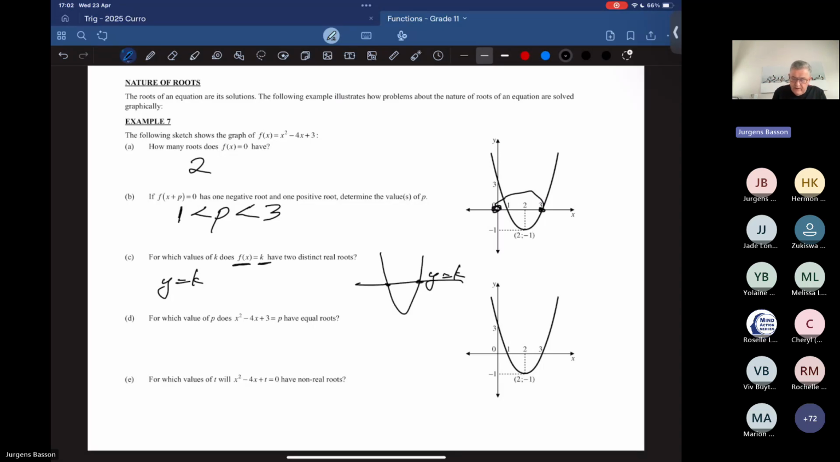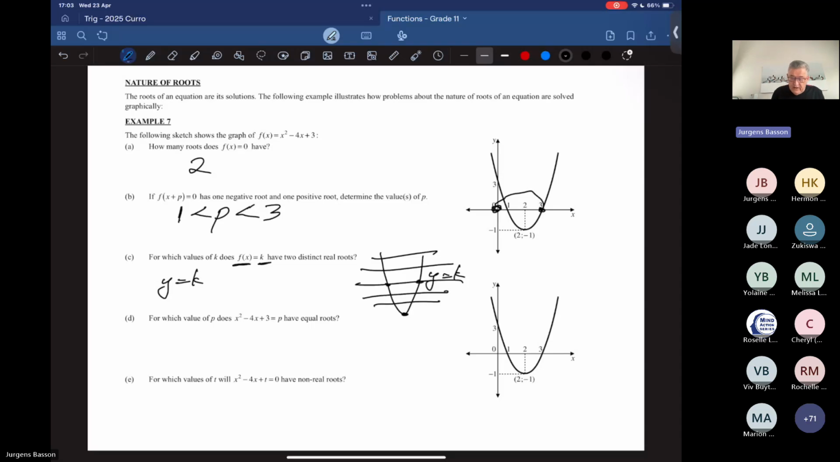And do you notice there are 2 solutions, 2 roots? The question is, what must k be so that these roots will be 2 unequal roots? And I think you agree with me. If I take this line anywhere, I will get the 2 unequal roots. But if I draw it at the turning point, I will only get 1 root. If I draw the line below the turning point, I will get no roots. So we have distinct real roots, we have equal roots, we have non-real roots.